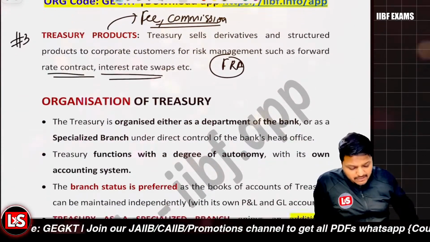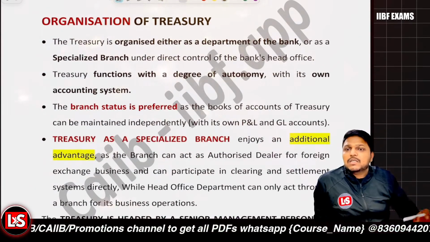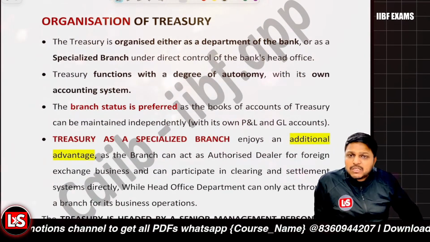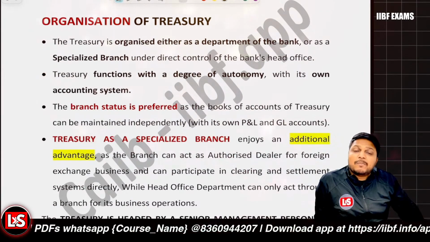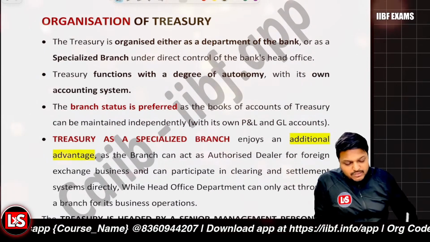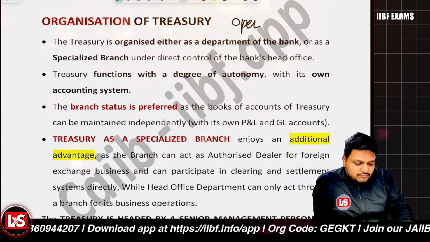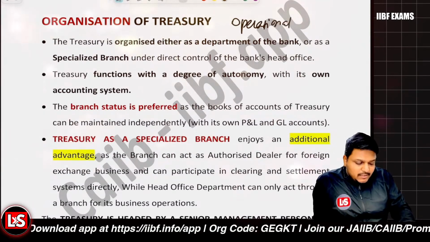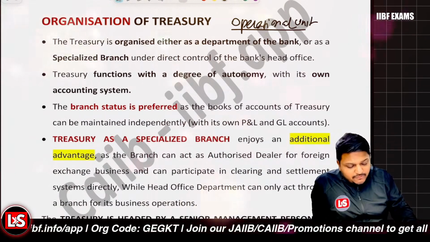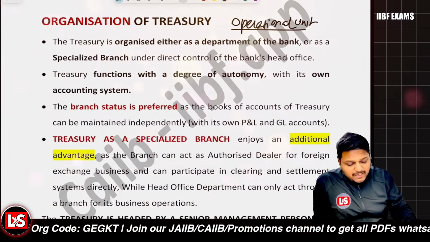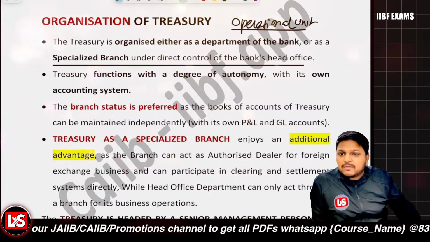Now after that, it's about the organization of the treasury. So treasury is basically structured as a specialized operational unit within the bank. So it's like a department of the bank or the operational unit of the bank, or further it could also be a specialized branch under the direct control of the bank's head office. It could be working as anything.